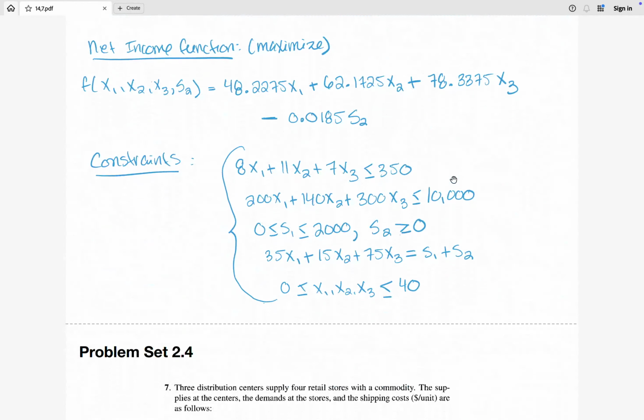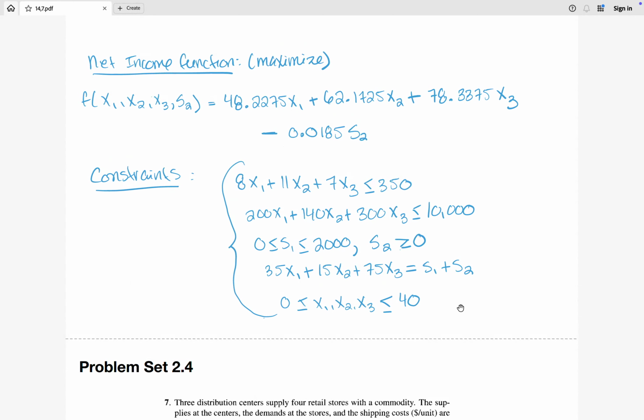So not only do these variables here have to be positive values, they have to be less than or equal to 40. And then I also made sure to include that S1 and S2 had to be greater than or equal to 0. So that is problem 14 of 2.3. That's a production model example.